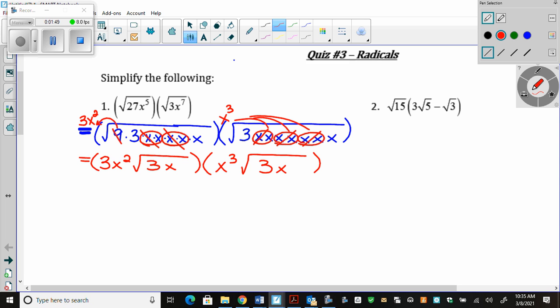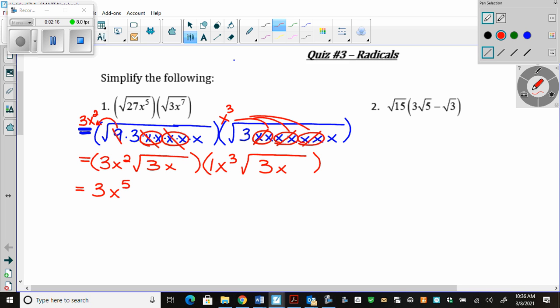All right. So what we have to do then is we have to go coefficient times coefficient, radicand times radicand, right? So we're going to get 3 times 1, which is 3. X squared times x cubed is actually x to the 5. Because when we have 2 bases and 2 exponents, we learned in grade 10 that we add them. Big old grade 10 rule.